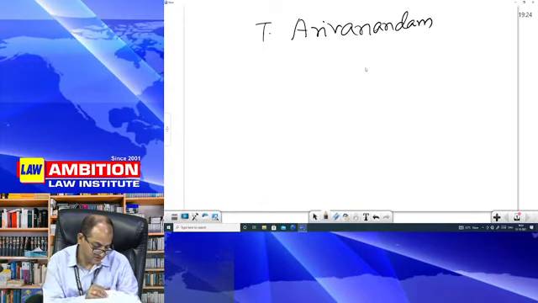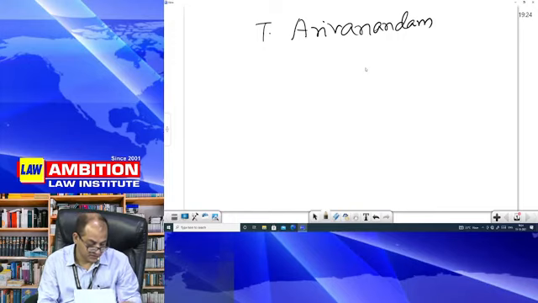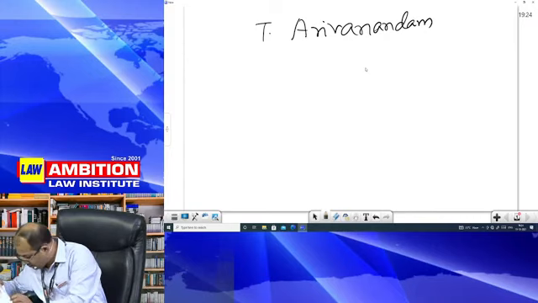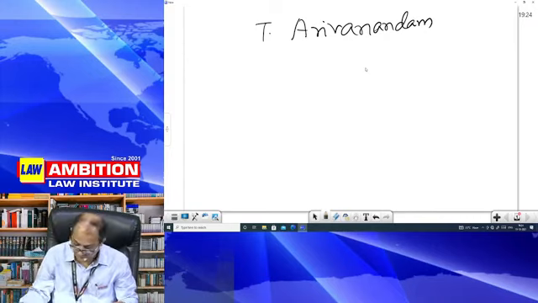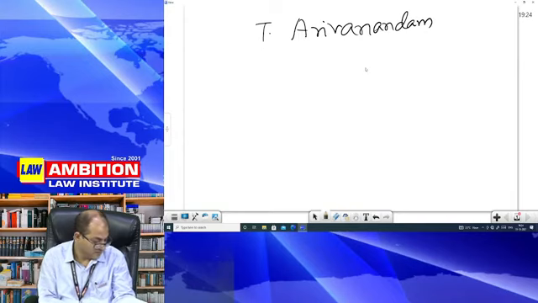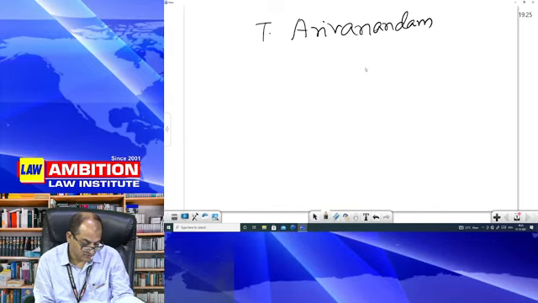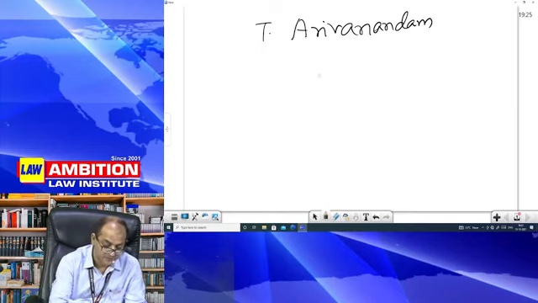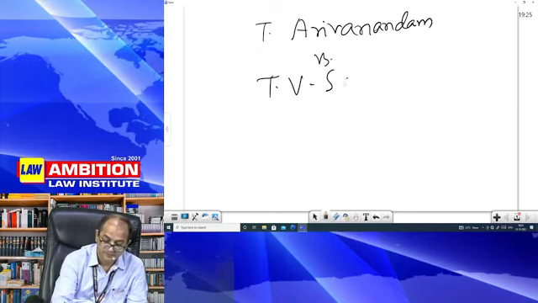Decision is, just a minute, hold on my dear friend, I am looking at that citation which is there in another case. I'll be dealing with a few cases also, so just let me check. What is the name of the case? This is T. Arivandanam versus T.V. Satyapal. Arivanandam, we read it Arivanandam versus T.V. Satyapal and another.